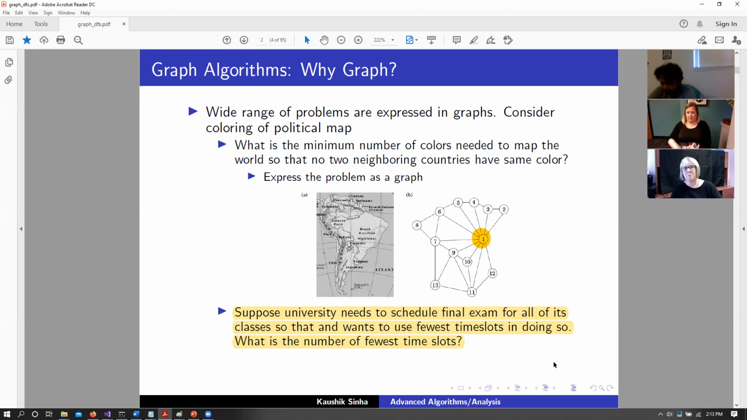So the time slots are essentially the colors, right? And then you're saying that if a student has more than 4 classes, then it could have a non-planar graph, and therefore you need more than the 4 time slots.